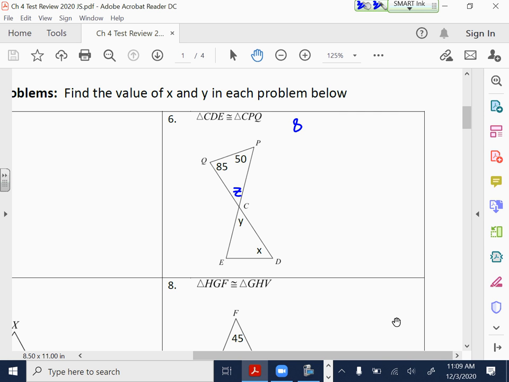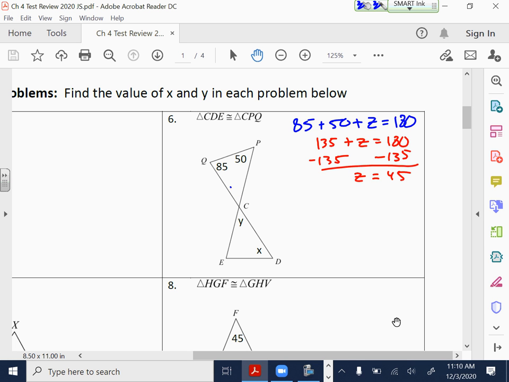So you have 85 plus 50 plus z. And again, I just added that z. You could add any letter you wanted. Obviously I didn't want to use x or y because we already used those. To add those together, that's 135 plus z is equal to 180. Subtract 135. z is equal to 45. So again, if z is equal to 45, that means my y is equal to 45.